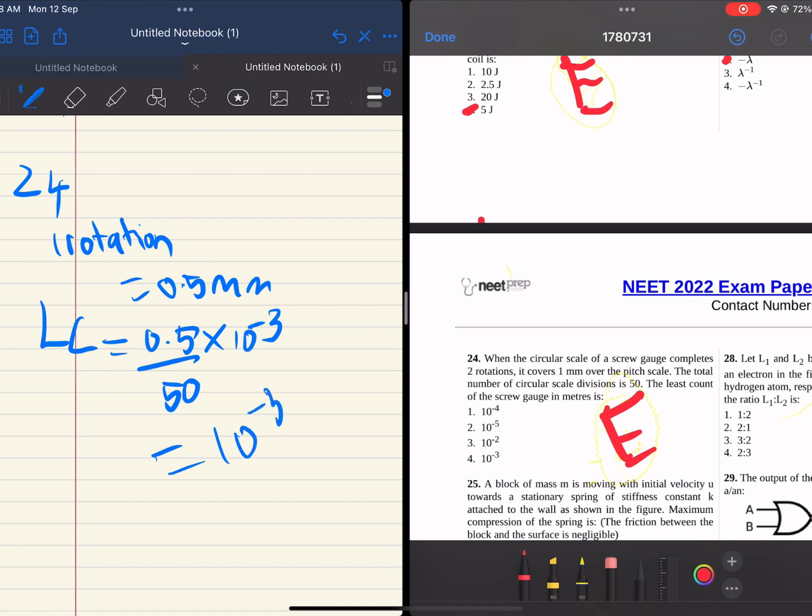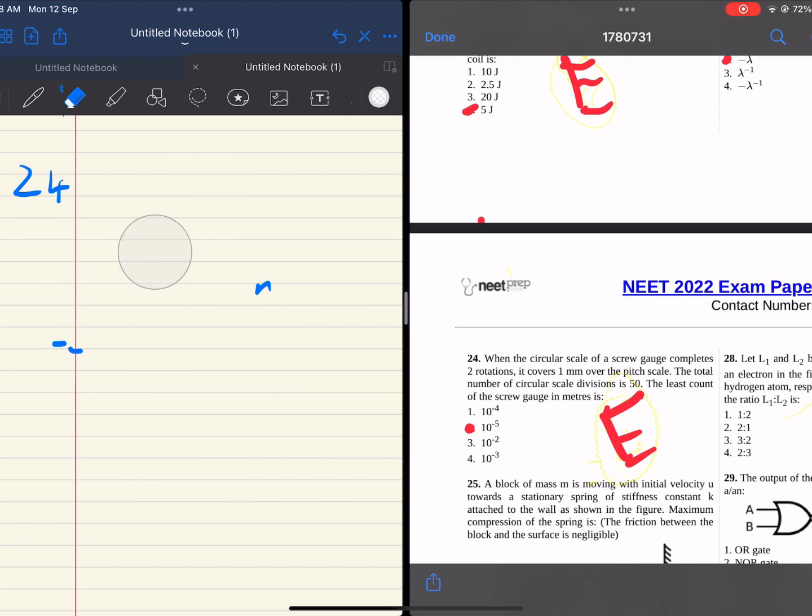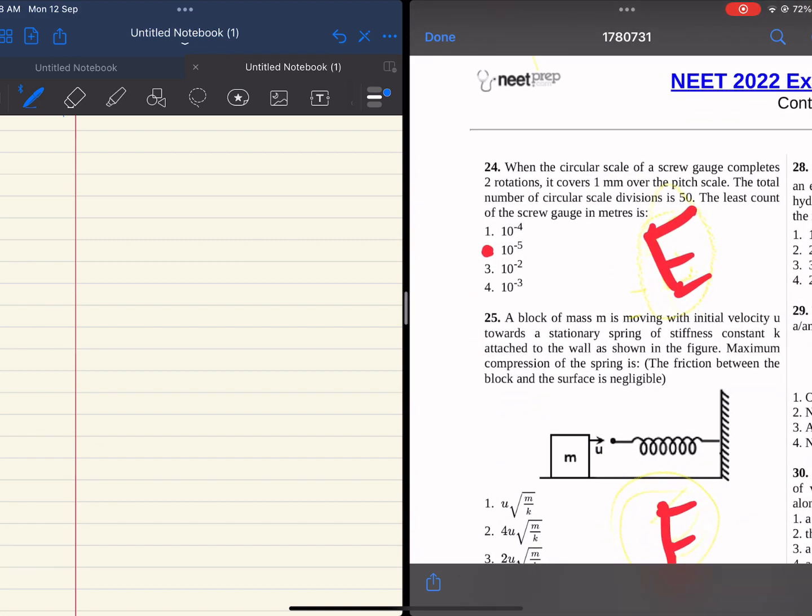Least count is equal to pitch by number of circular divisions, which is 0.5 by 50. That is 0.5 into 10 power minus 3, because they're asking for SI units. So 0.5 into 10 power minus 3 by 50 comes out to be 10 power minus 5 meter as the least count of the screw gauge. So the answer for the 24th one is option number 2.